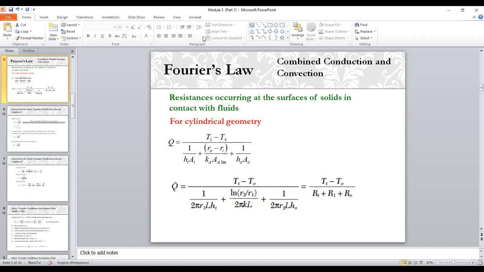Now, specifically, this formula can be written as well in this form. Okay, so this is your specific formula for that, class. Now, let's go to the next slide.